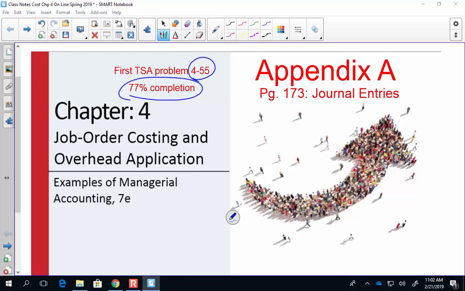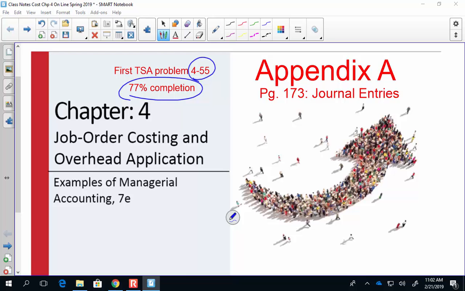Also be aware that this chapter has an Appendix A attached to it, which are the journal entries. We don't do many journal entries in cost. This is probably our heaviest one with journal entries. And again, the test is open book. Your examples are open book. I'm hoping and I'm assured that you will do fine with those entries. They're not complex, simple debit credit entries. But again, if you have some questions on them, please let me know.